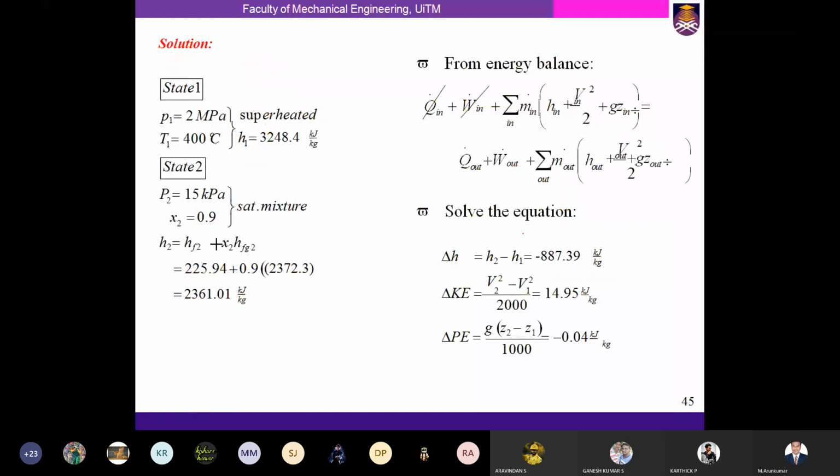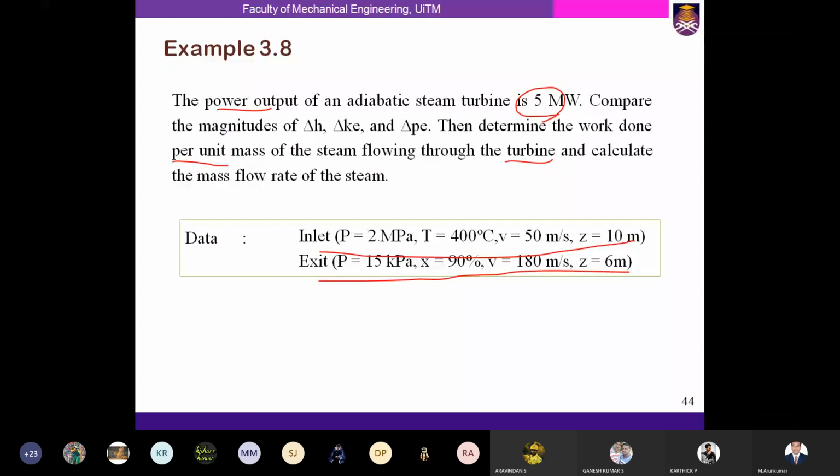So we can take the corresponding pressure value of 2 megapascal in our property tables. Also Z is there here, V is there. So we have to use all the terms of the energy equation. If these values are given, we have to use the whole formula.